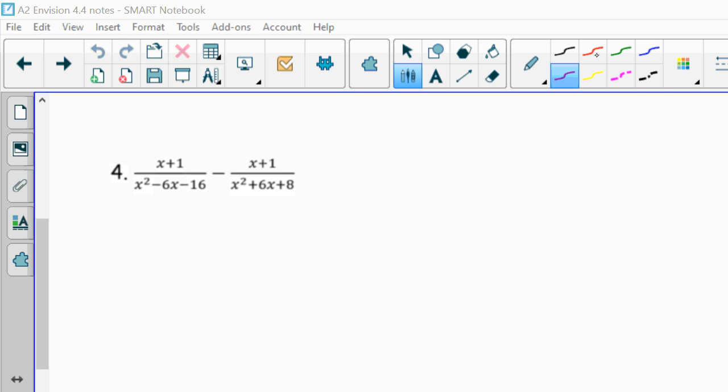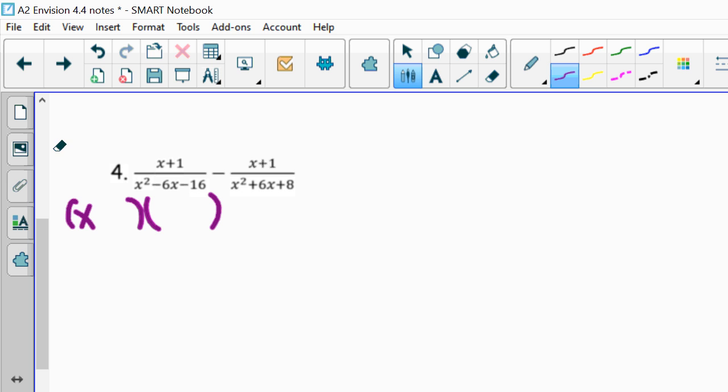All right, so today, day 2 of 4.4 in Algebra 2, we're going to continue adding and subtracting rational expressions. Again, just like yesterday, we want to start out with getting the least common multiple for our common denominator. So on number 4, we first again start out with factoring all of the denominators. So x squared minus 6x minus 16. Let's factor that.